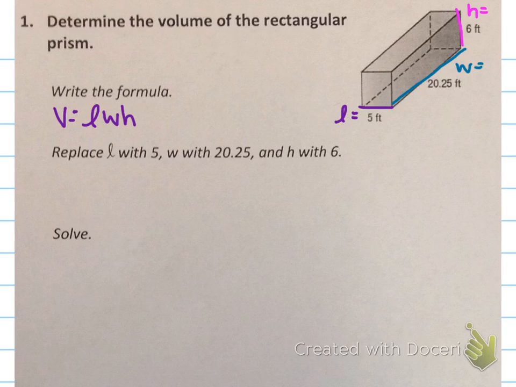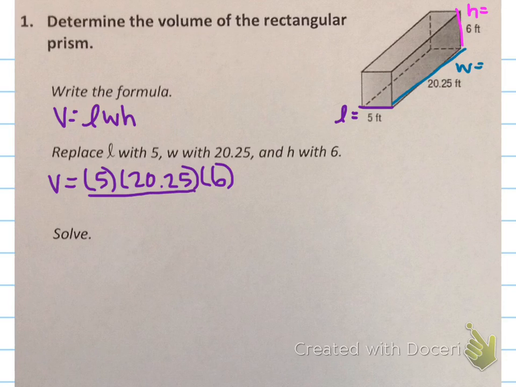So now that we know what dimension is what on our prism, we can plug the numbers into our formula. So we're still going to write V equals, because that's what we're finding, the volume. We're going to replace the l for length with 5, the w for width with 20.25, and the h for height with 6. And now we can solve. Remember, according to order of operations, if it's multiplication, we go from left to right. So I'm going to do 5 times 20.25 first.